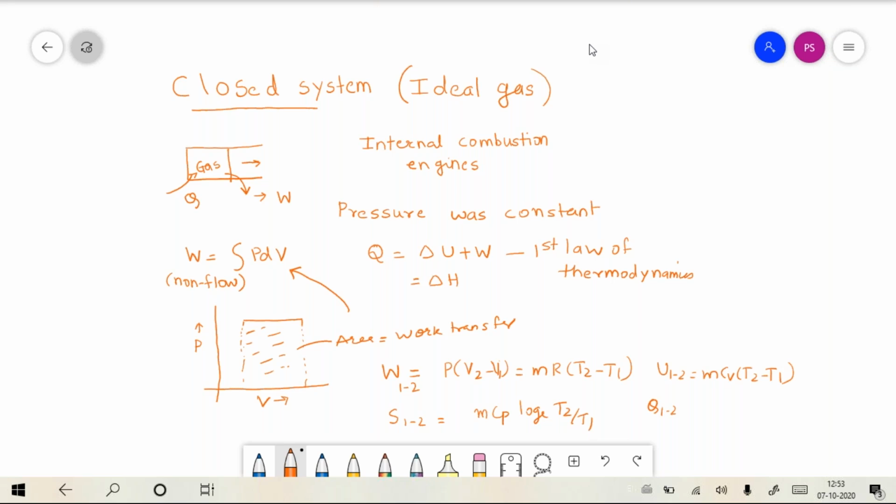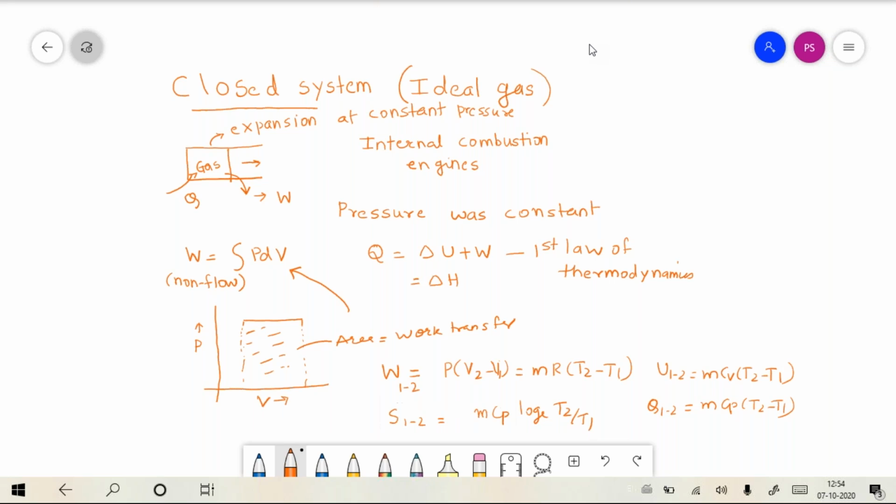Now the point is, what if the system is an open system? And where do we encounter such a system? So let me start the discussion of open system involving ideal gas as a working fluid, and the pressure is constant. Okay, so let me erase this. I hope this is very clear to you.